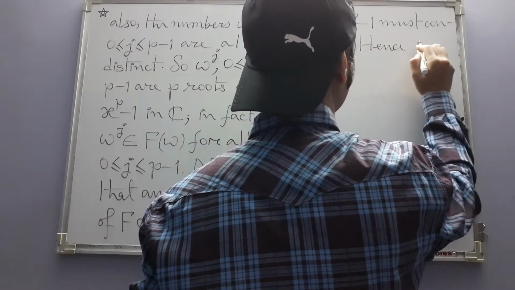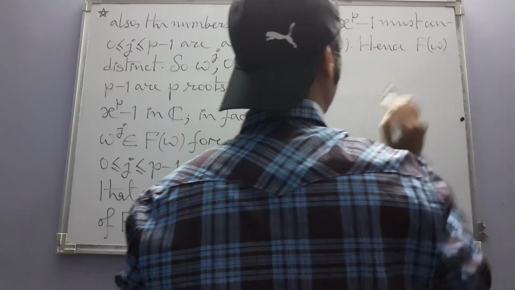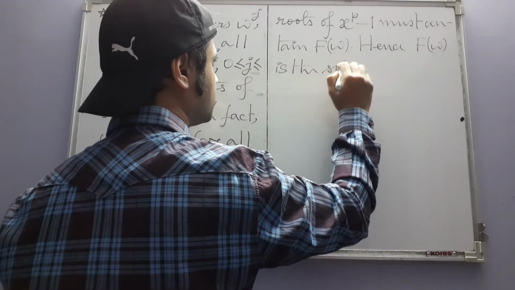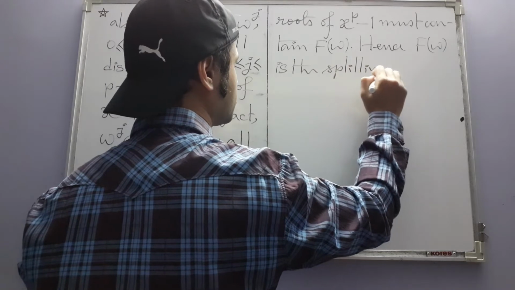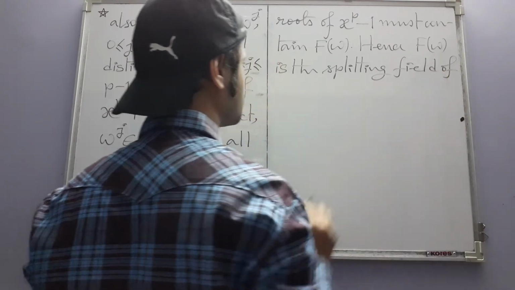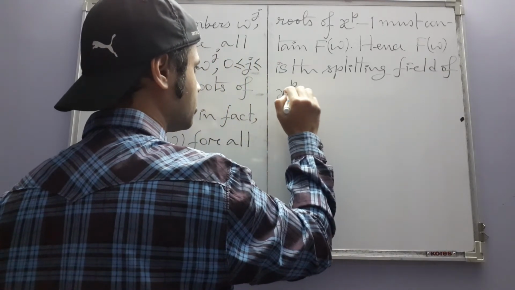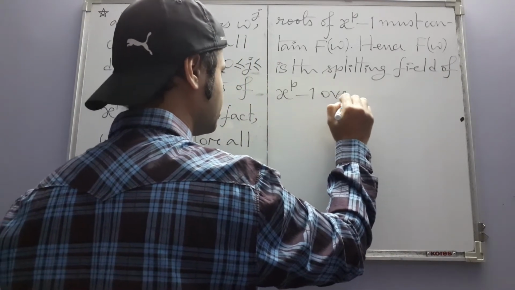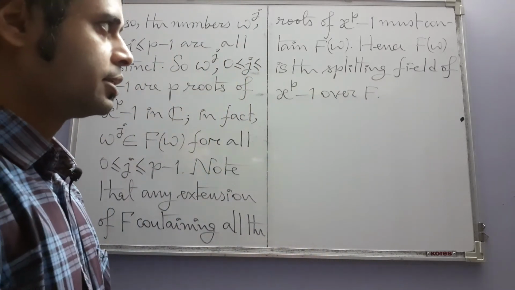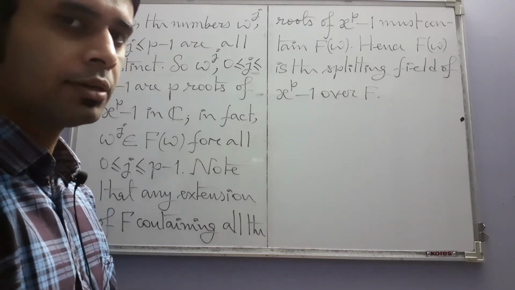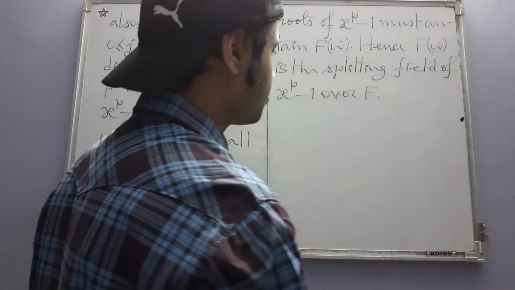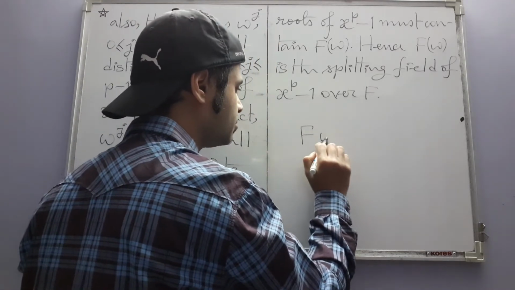Hence f omega is the splitting field of our polynomial over f, of course, that's understood. But now we need to show that the degree of this extension of f is in fact p minus 1. That's what now we have to show. And what will this degree actually be?